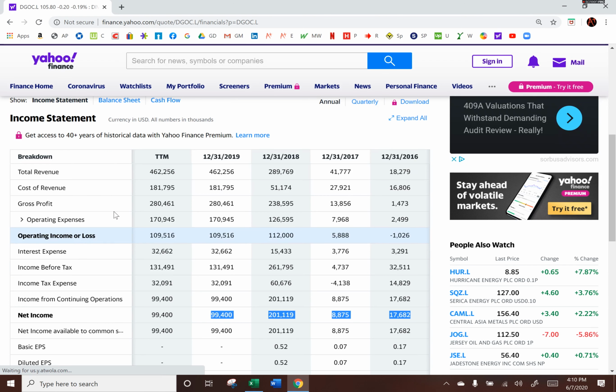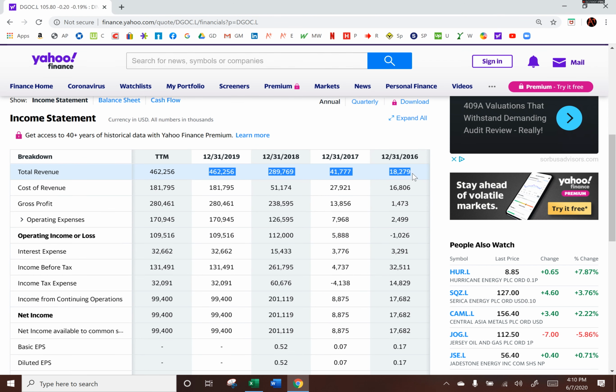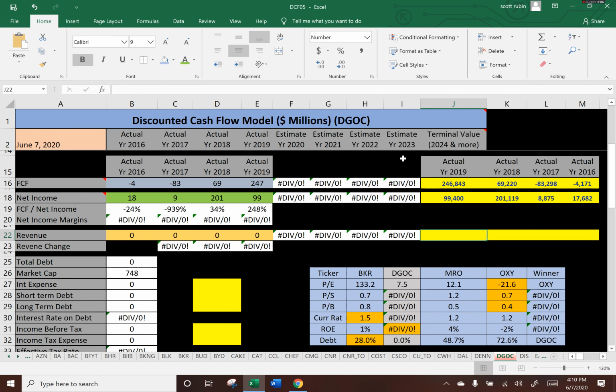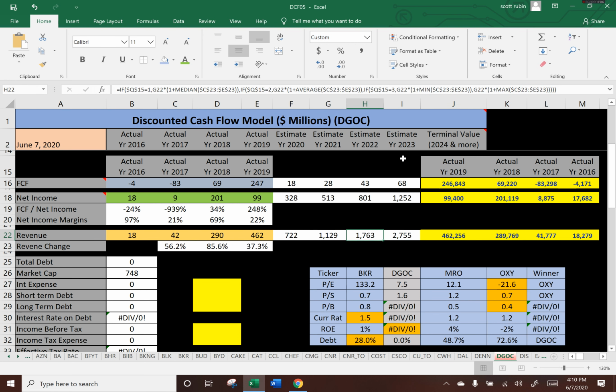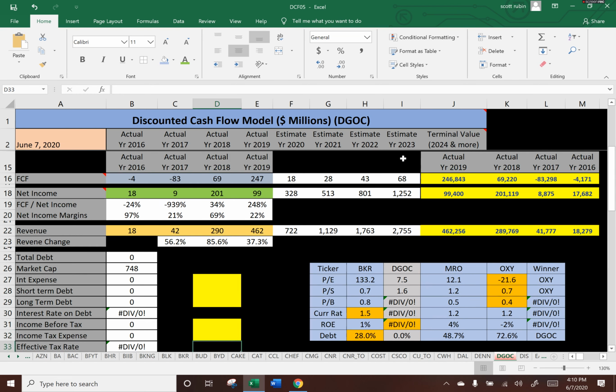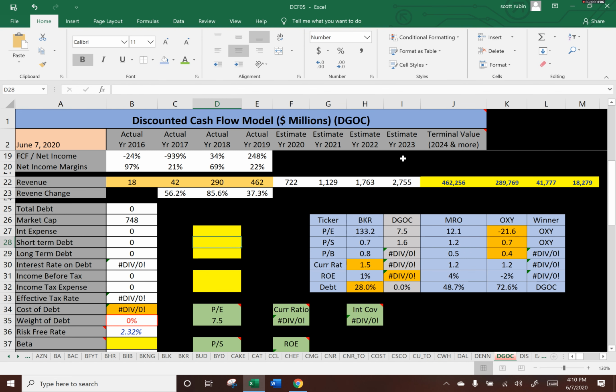Next, we need the sales for each year. So you can see the sales went up quite a bit, 18 million to 42 million, 290 million to 462 million. So it looks like they are a startup. So it's a little challenging valuing a newer company. It's best to value companies that have been around a long time, that have consistent revenue and net income, but we'll try it anyway just to see what the model spits out.